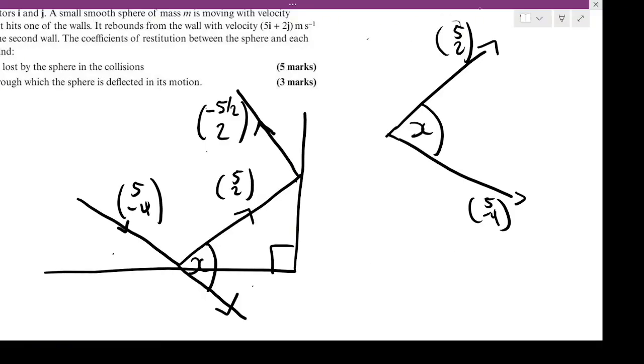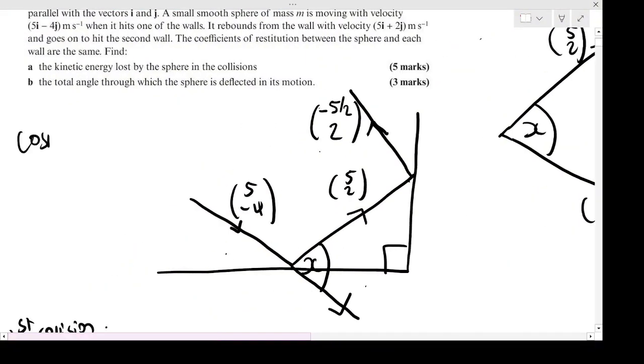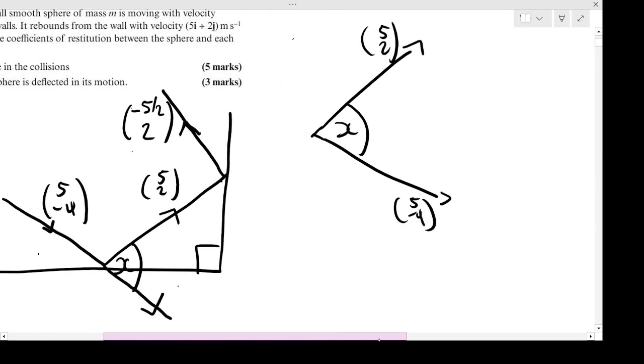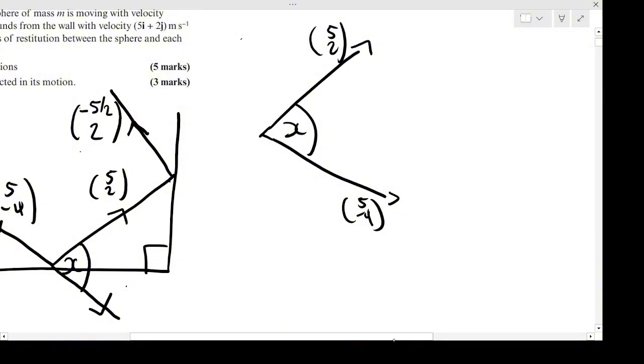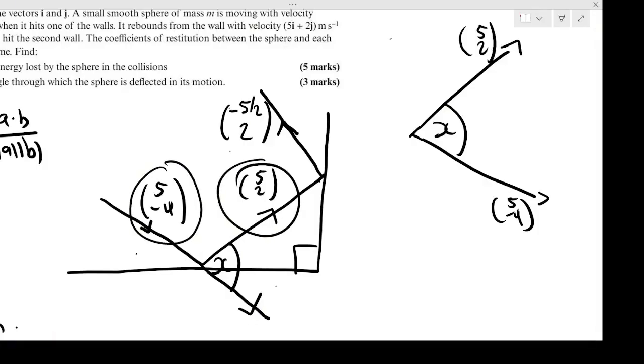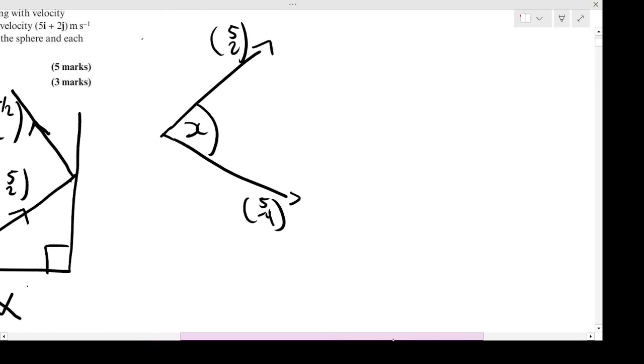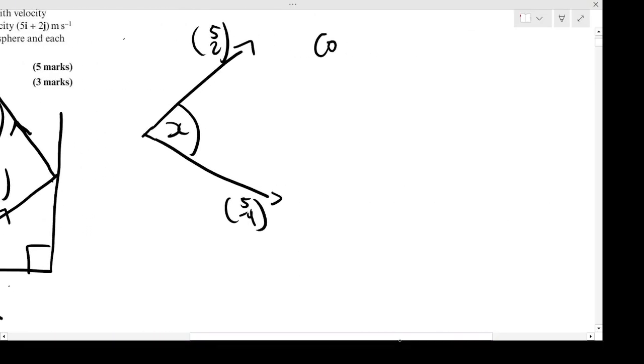And now, how can we calculate the angle between these two vectors? Well, if you think back to Core Pure 1, I can use this formula here: cos theta is a dot b over mod a times mod b. So I can just use this formula to work out the angle between these two velocities, which is the angle deflection of the first collision. So I'm just going to use this formula now to work out this angle here.